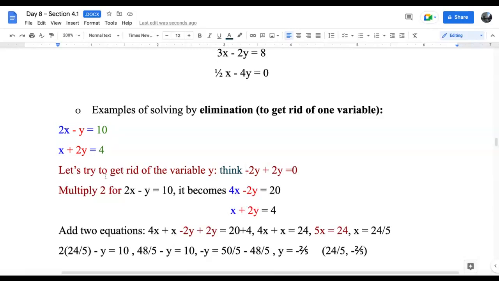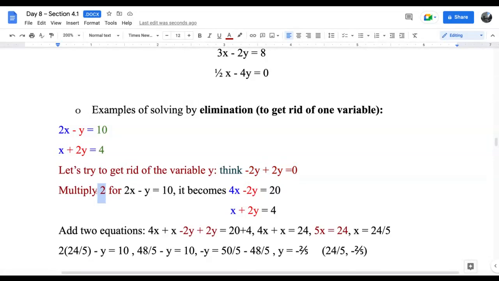Let's try to get rid of variable y. We want to get rid of the y term. The first equation has negative y, and the second equation has positive 2y. So we need to make the first equation have a negative 2y, because negative 2y plus 2y equals 0, additive inverse.